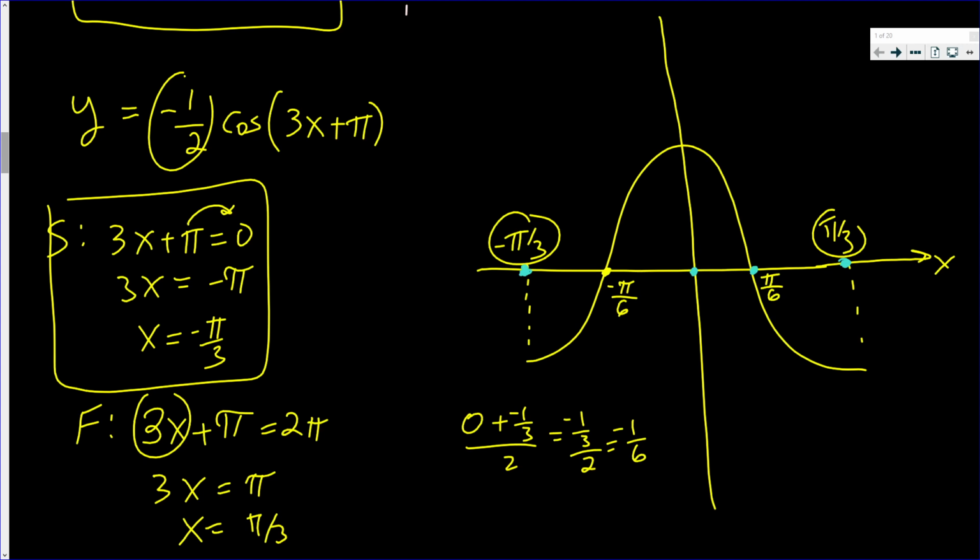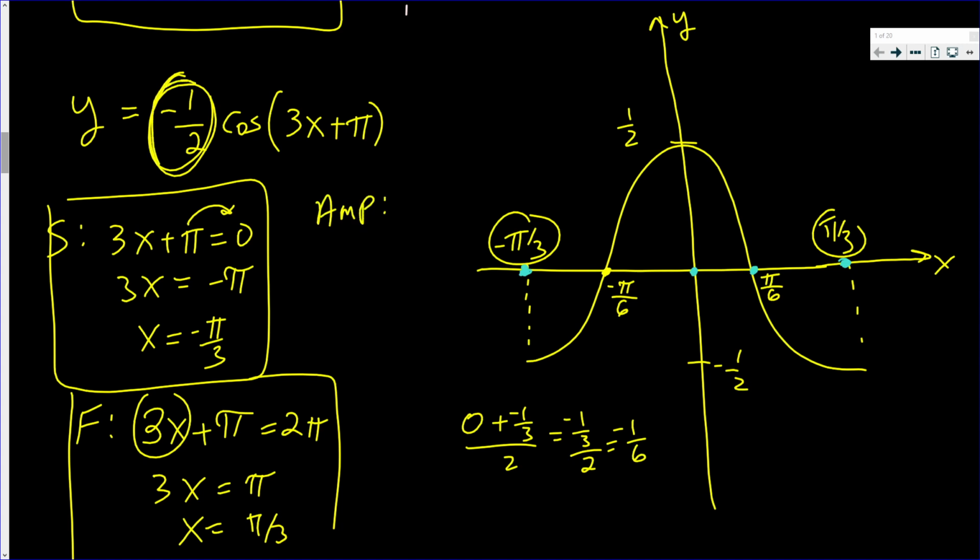And the highest value is the absolute value of that number, which is a half. And the lowest is negative a half. And there is your graph. Just label the y-axis and you're done. Start and finish. If you want to know the amplitude, it's just the absolute value of that number.